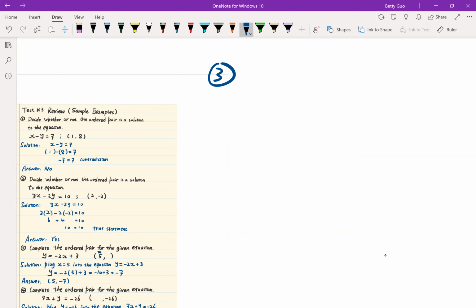Number 3, you will also be given an equation. The equation is y equals -2x plus 3. And you are given an ordered pair whose x coordinate is known, whose y coordinate is unknown. You need to look for the y coordinate. Let me explain what happened to this problem. You are given a straight line, right? Y equals -2x plus 3 is a linear equation in 2 variables. This actually is the slope intercept form.